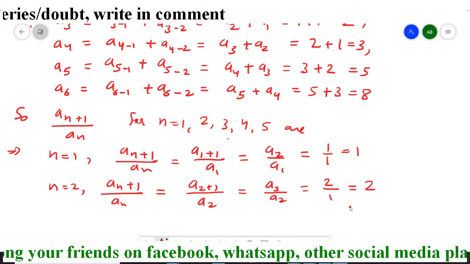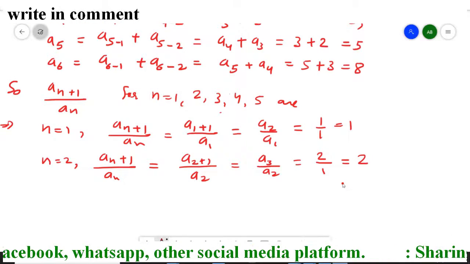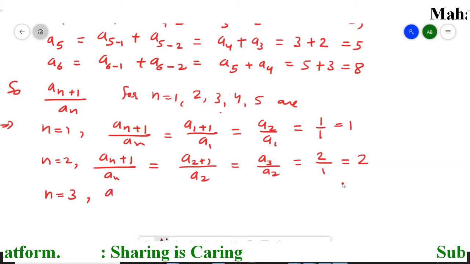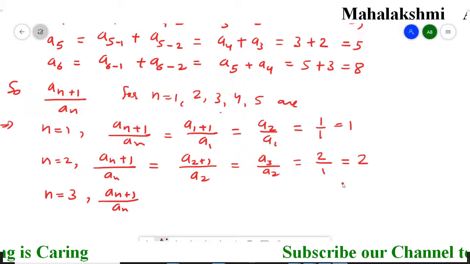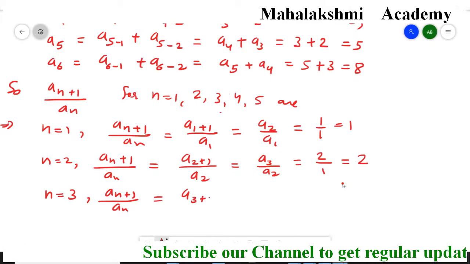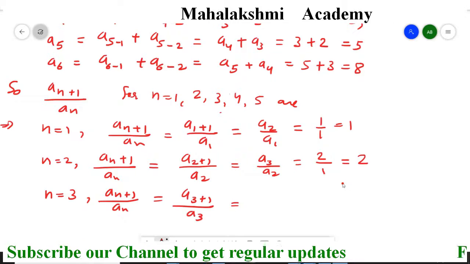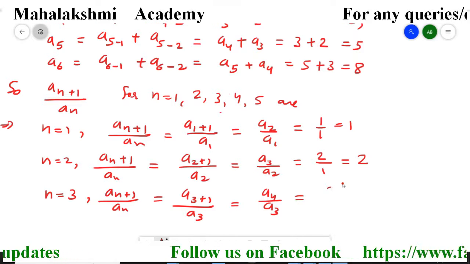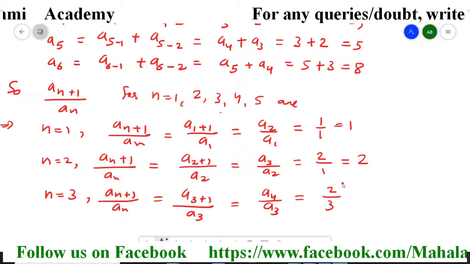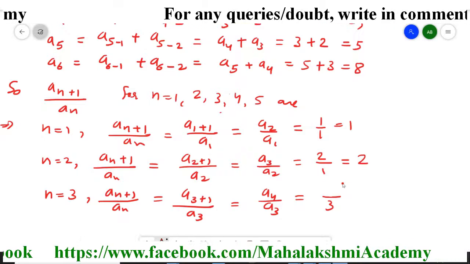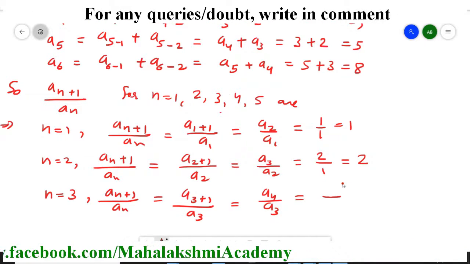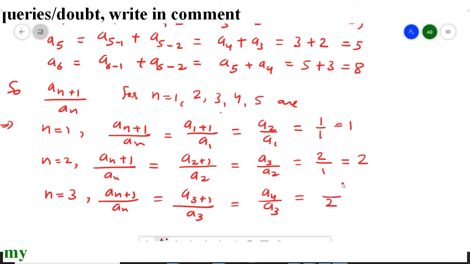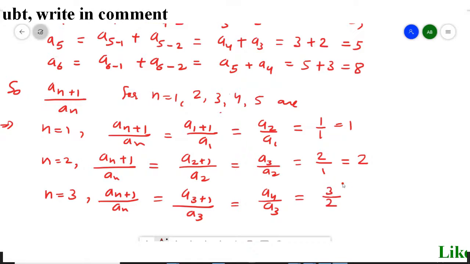In the same way we'll calculate for n equal to 3, that is a_{n+1} divided by a_n. So we'll get here a_{3+1} divided by a3, that is a4 upon a3. Now a3 value is 2, which we calculated, and a4 is 3. I'll place the values here. So we write here 2 and a4 is 3. So it's 3 upon 2.